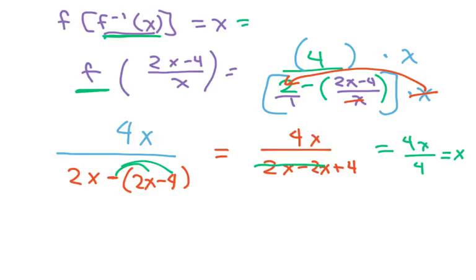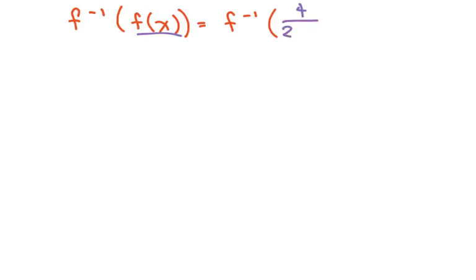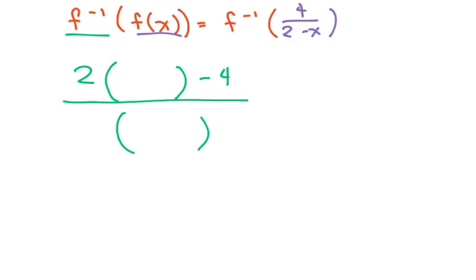Now, we also have to go the other way. Compose f with f inverse. And we'll do that in the next slide. And we're going to write down f inverse composed with f of x equals f inverse, and my f of x happens to be 4 over 2 minus x. Then I write my outer function as 2x minus 4 over x. So in this case, I'm inputting f of x, which is going to be 4 over 2 minus x.